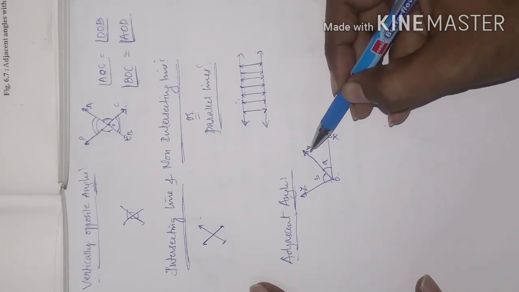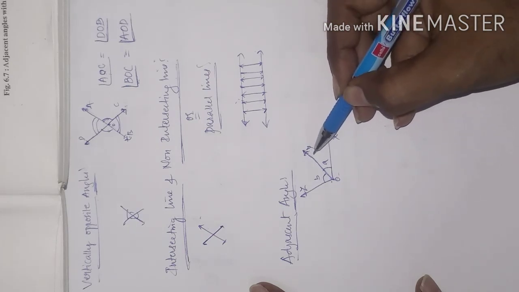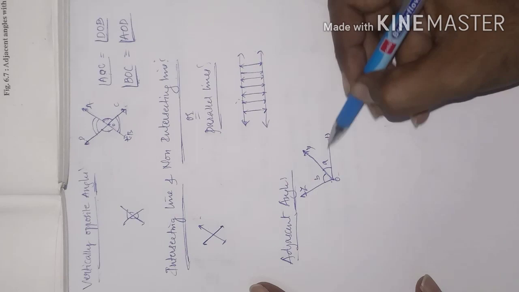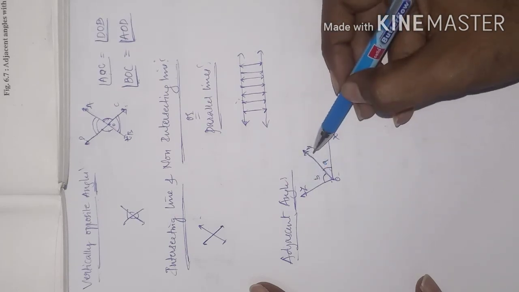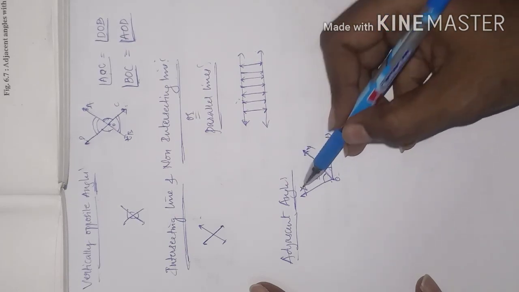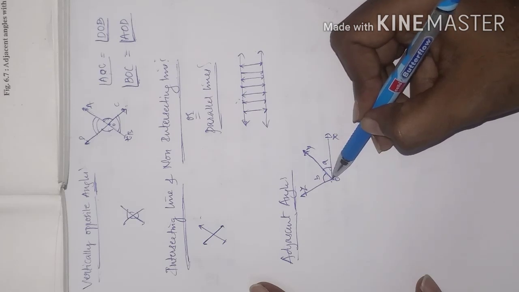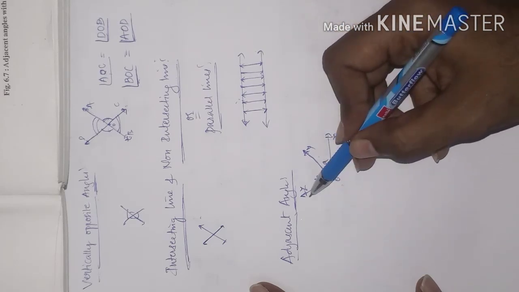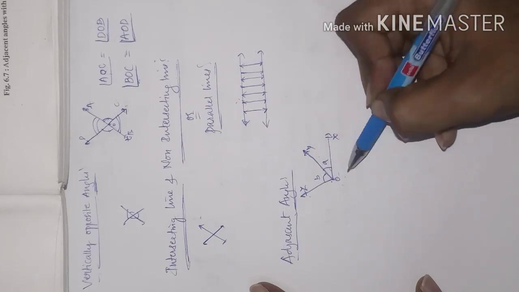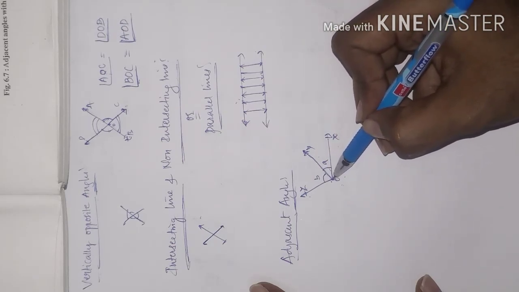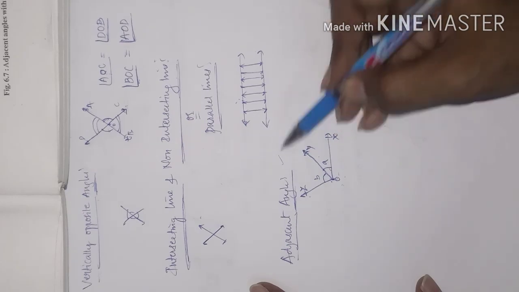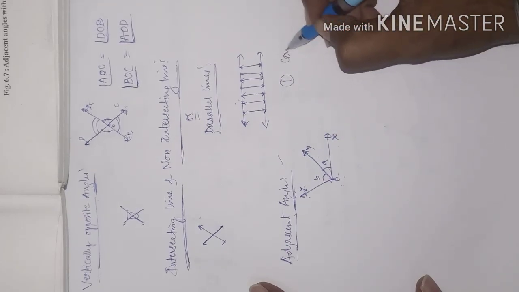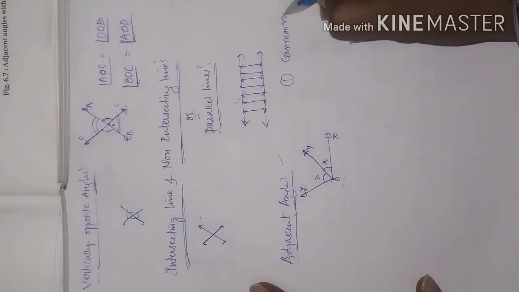Angle XOY and YOZ have a common vertex here. Angle XOY and YOZ have a common vertex. Yes, of course, they have a common vertex. So one point of the adjacent angle is clear, that is the common vertex.